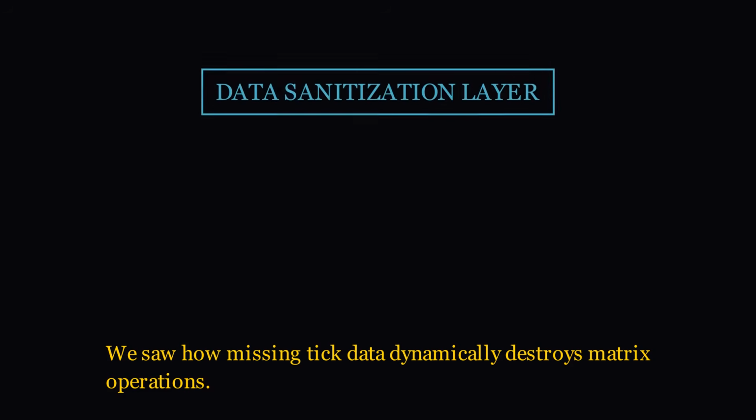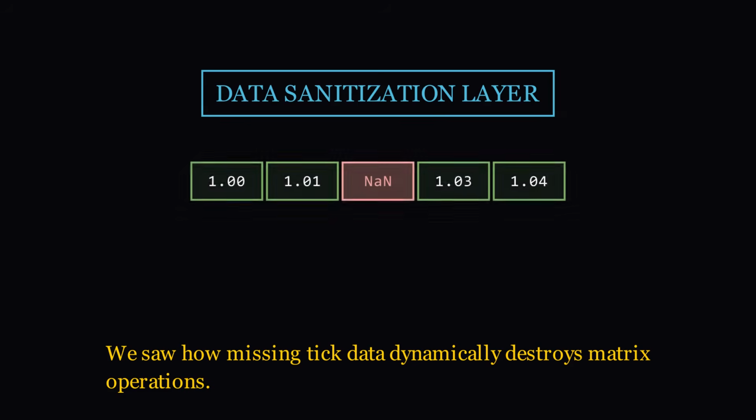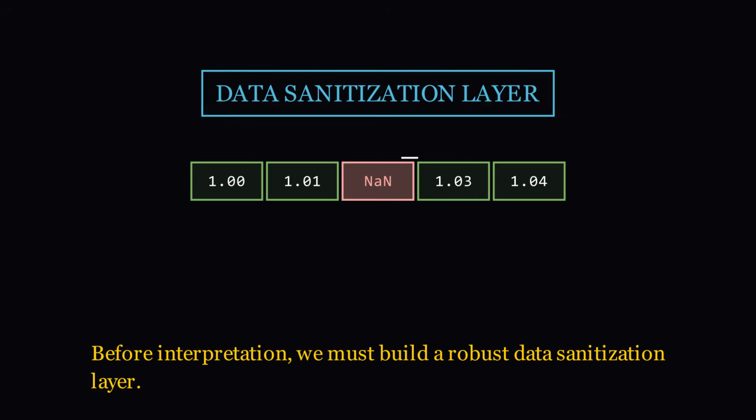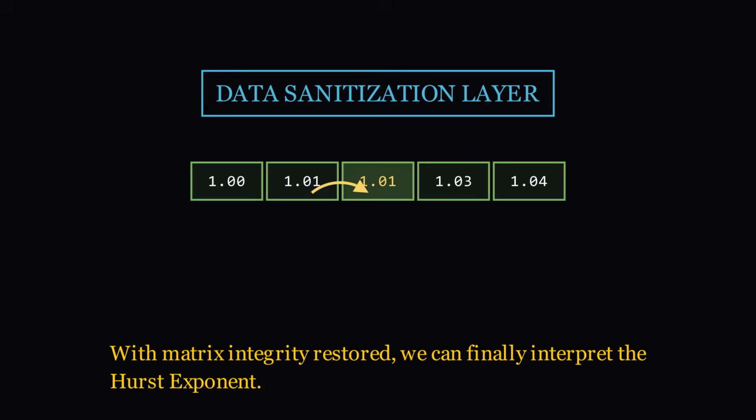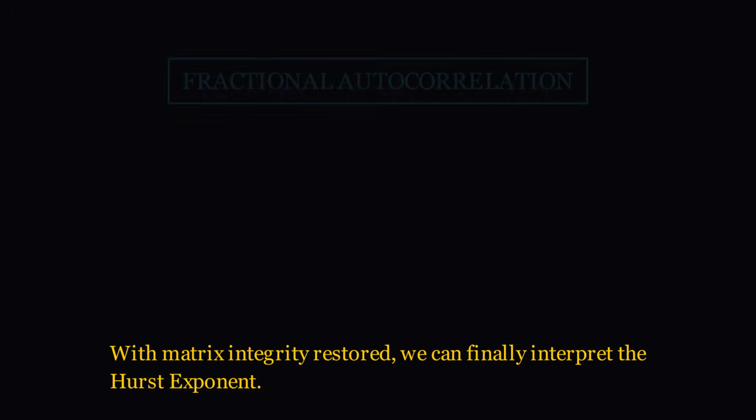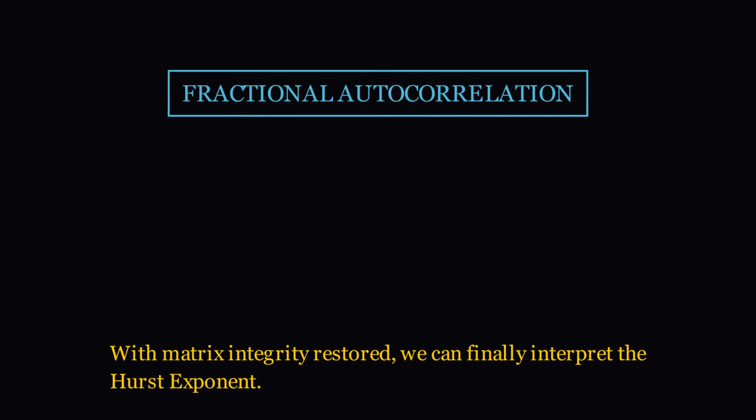We saw how missing tick data dynamically destroys matrix operations. Before interpretation, we must build a robust data sanitization layer. Using a vectorized forward fill, we mathematically patch the liquidity gaps. With matrix integrity restored, we can finally interpret the Hurst exponent.